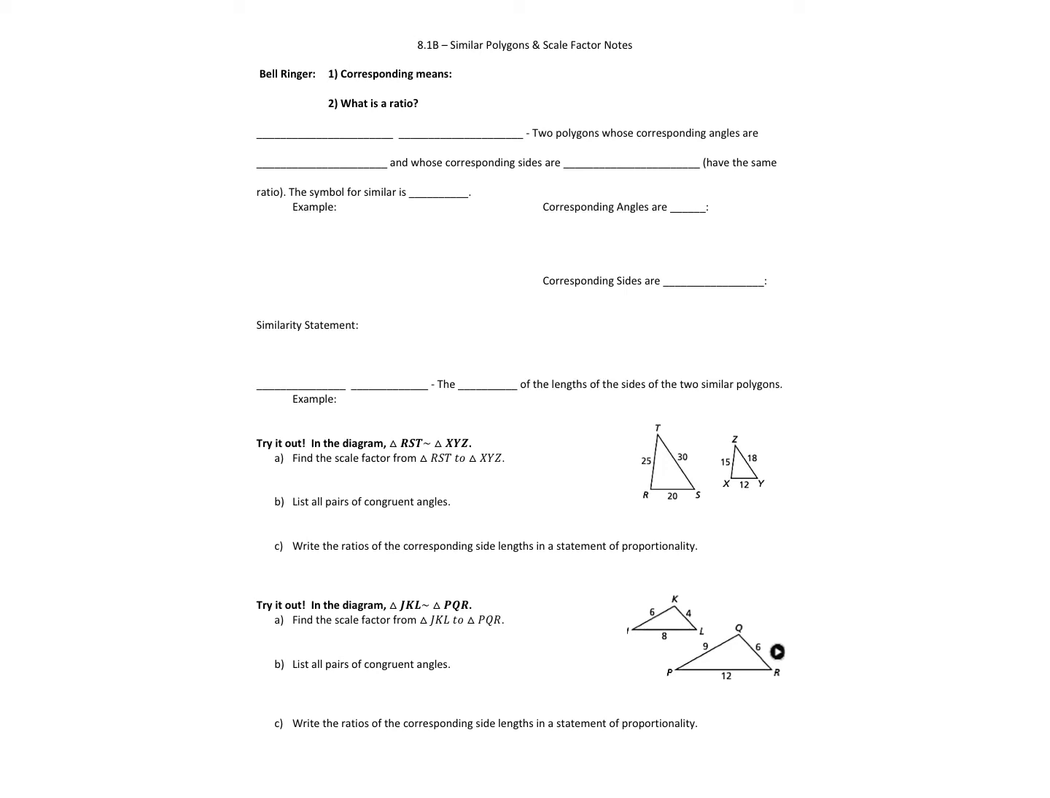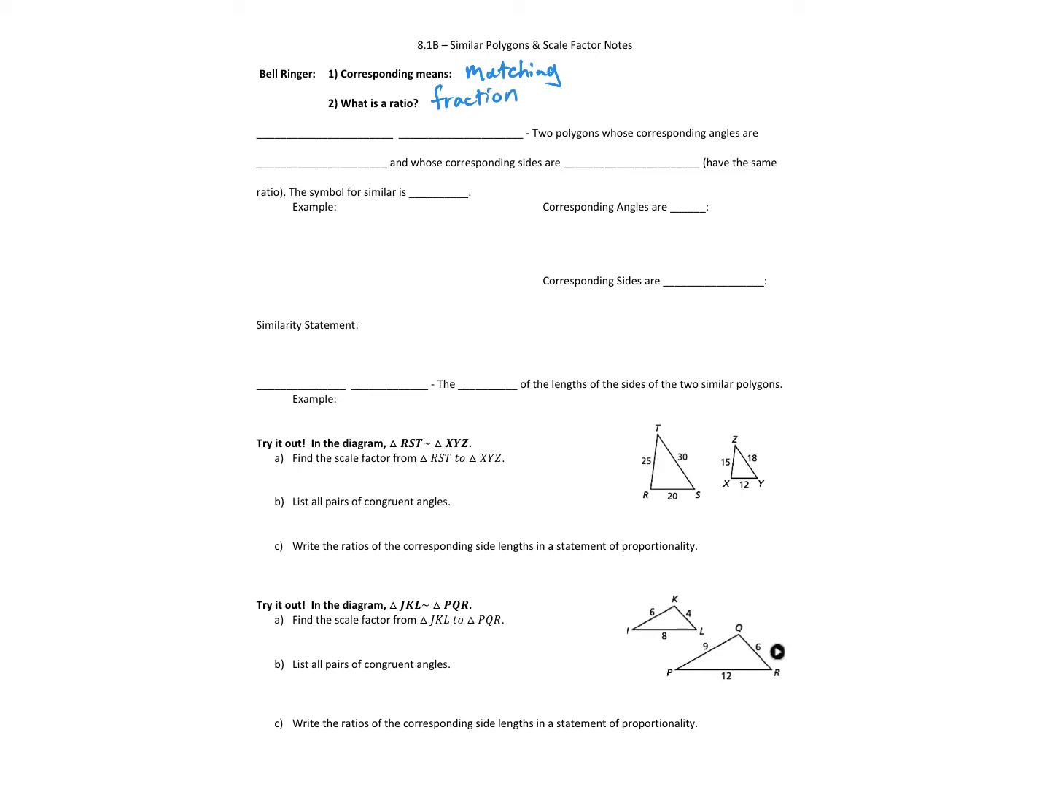8.1b, let's start off with some quick review. Corresponding means matching. When something corresponds, it kind of matches to something else, just like in parallel lines or angles. And a ratio is a fraction.